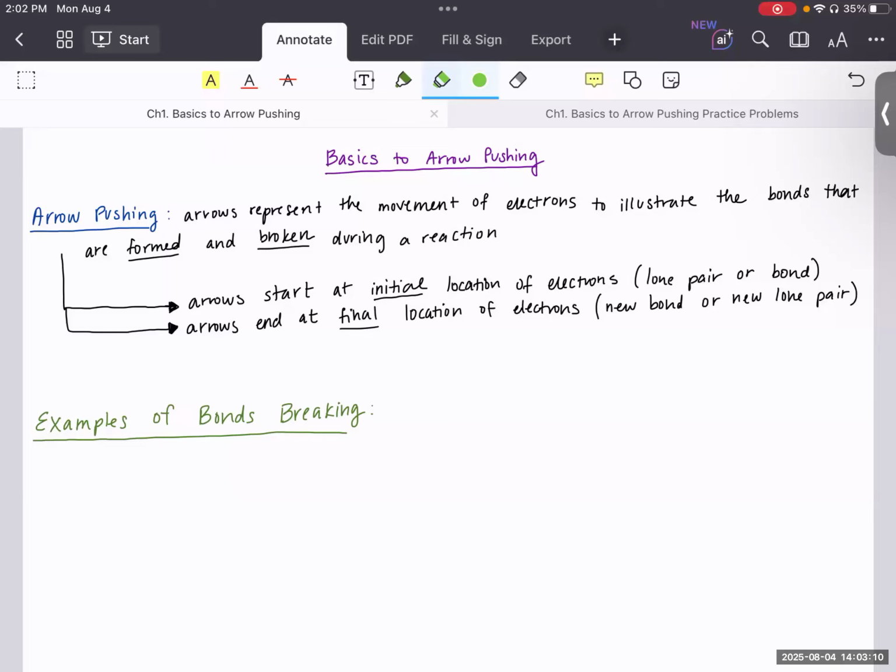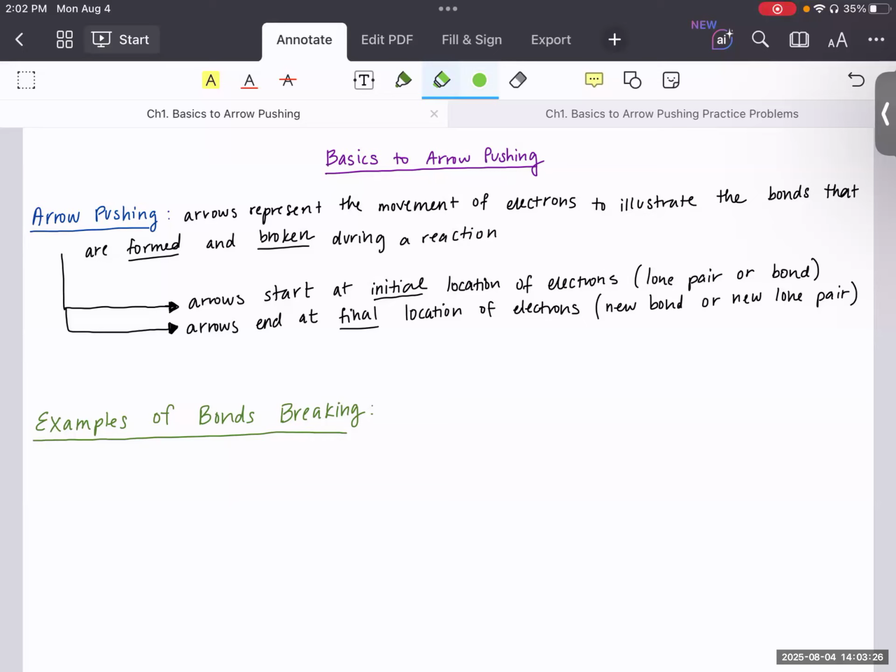So this video is going to go through the basics of arrow pushing, and we'll talk about how we use arrows to illustrate the flow of electrons in reactions. And then we'll also have a few examples of using arrow pushing to illustrate how products form within a reaction.